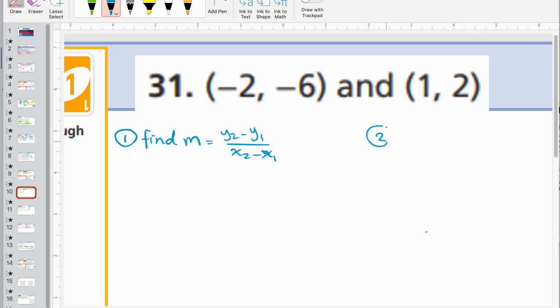Step number 2 is find b. And lastly, write your equation. Yeah. So let's do the first step, okay?